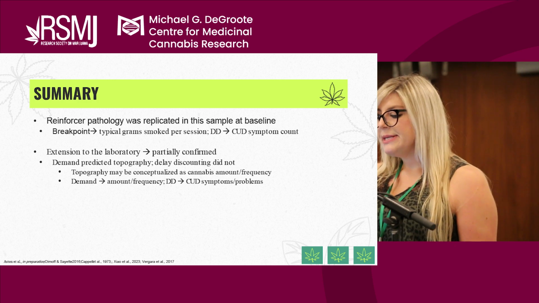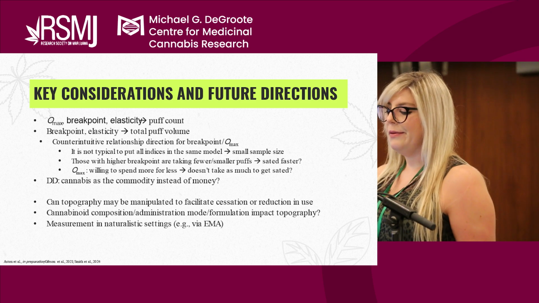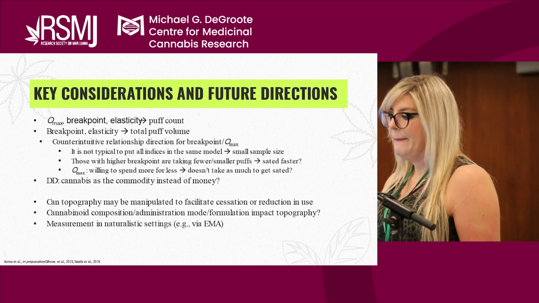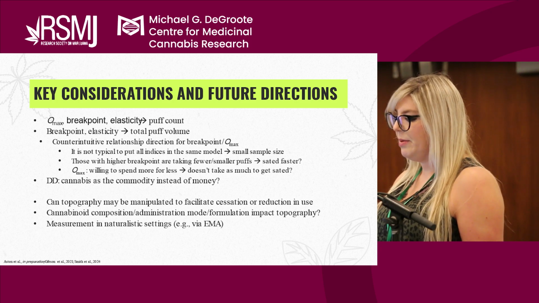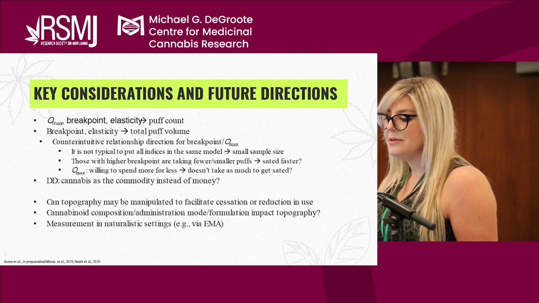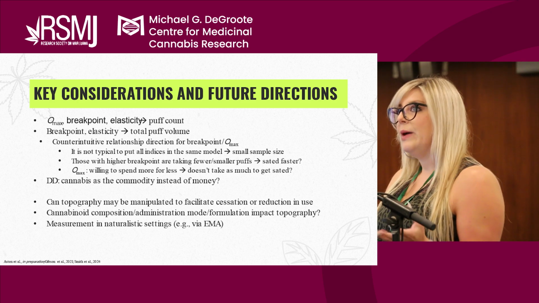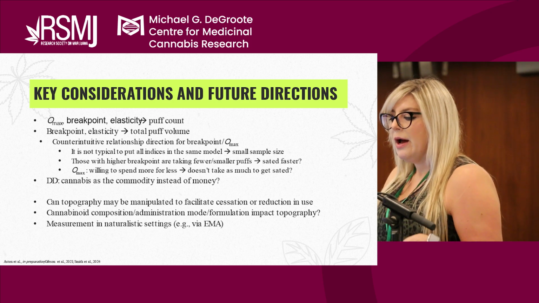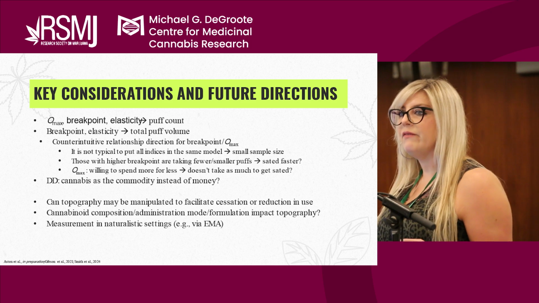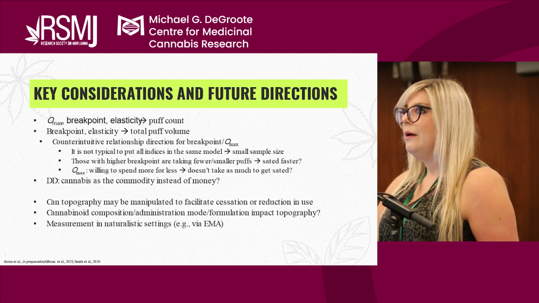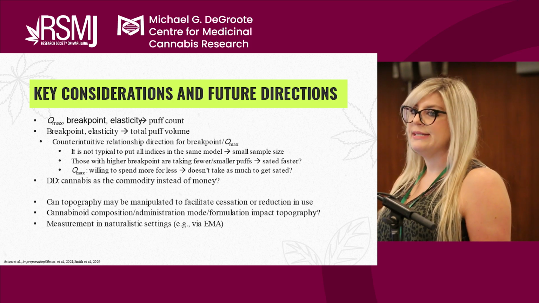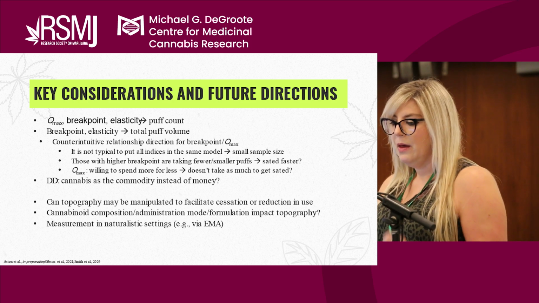Some key considerations here. Again, we saw that these 3 demand indices, Omax, breakpoint, and elasticity, significantly predicted puff number, and then breakpoint and elasticity predicted total puff volume. The direction was counterintuitive for breakpoint and Omax. As Omax went up, that maximum expenditure, the number of puffs went down. That's not really what you typically expect. And the same for breakpoint: as breakpoint went up, so you're willing to pay more per unit, your puff volume went down. You might have expected the opposite to happen.